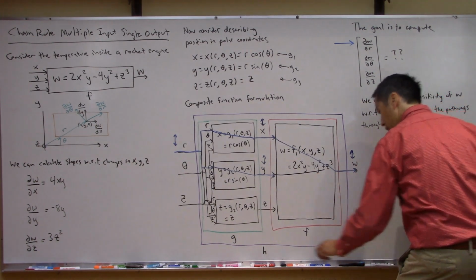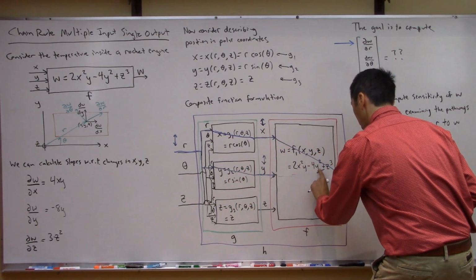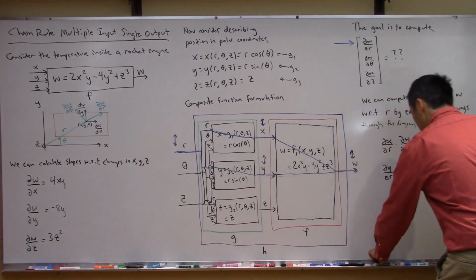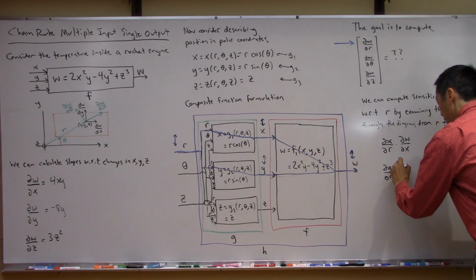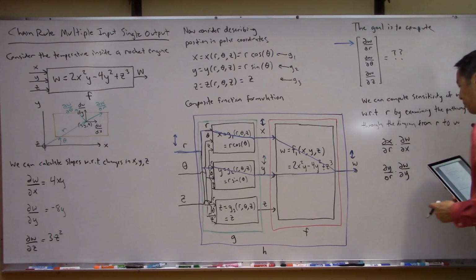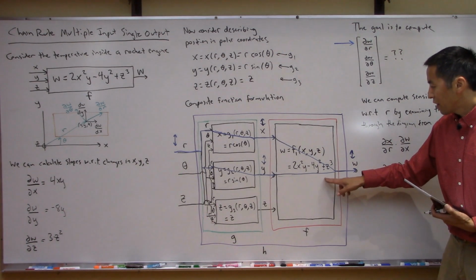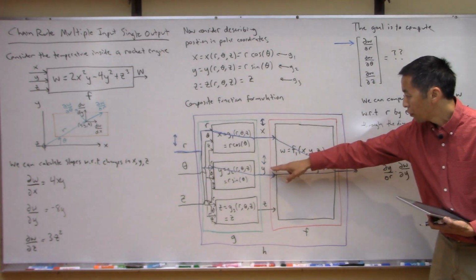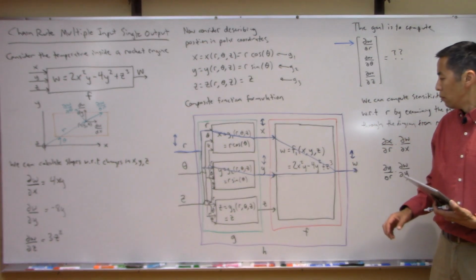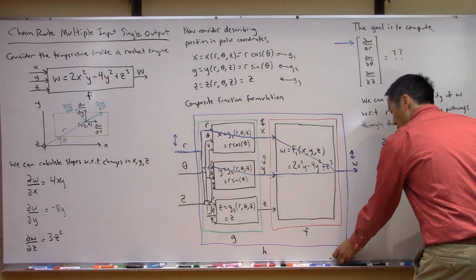Oops, sorry, wrong color. I'm trying to be consistent, make all these the same color. I'm trying to use blue for tracing my stuff through. Okay, there we go. So now I've got to go dw dy, because this function has a different sensitivity to y than it does to x, than it does to z. Okay, awesome. So I think you get the pattern now.